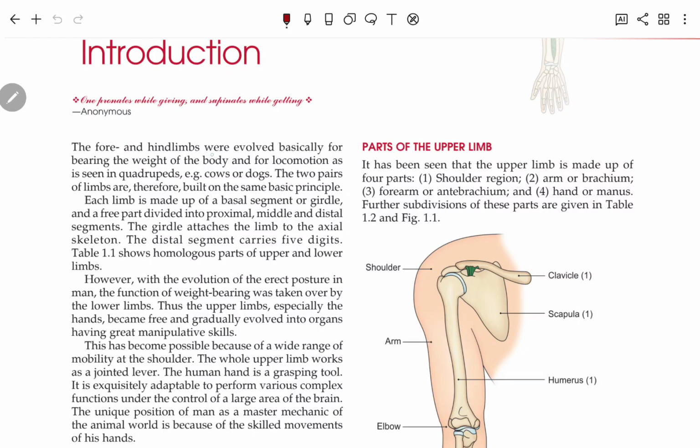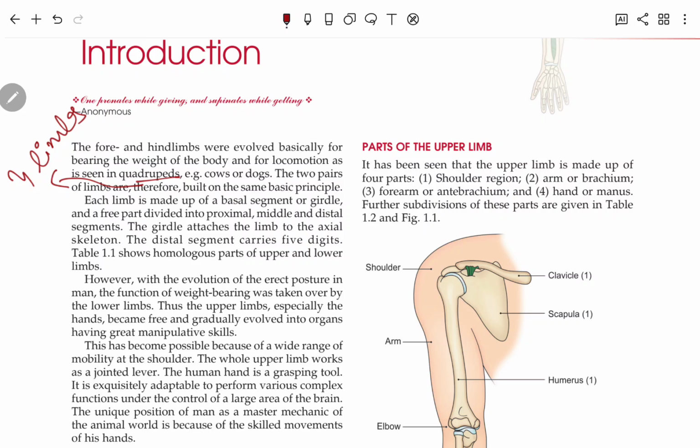The forelimbs and hind limbs evolved basically for bearing the weight of the body and for locomotion, as is seen in quadrupeds. Quadrupeds contain 4 legs, 4 limbs. Examples are cows and dogs. The two pairs of limbs are therefore built on the same basic principle. So yeah, it is just evolution. Human is just an evolution of the monkey. So we are comparing with animals, which also have 4 limbs.